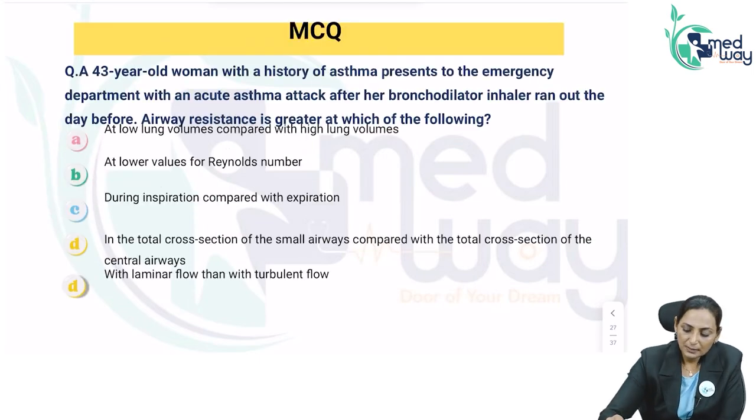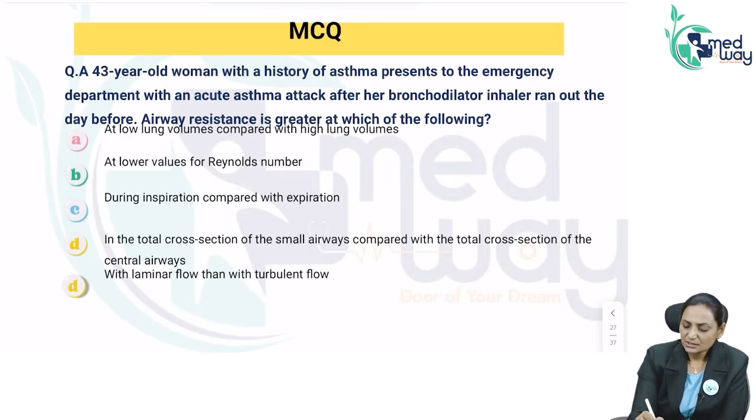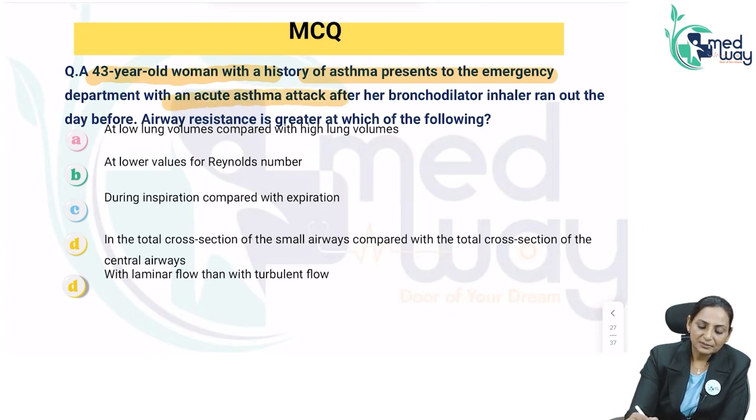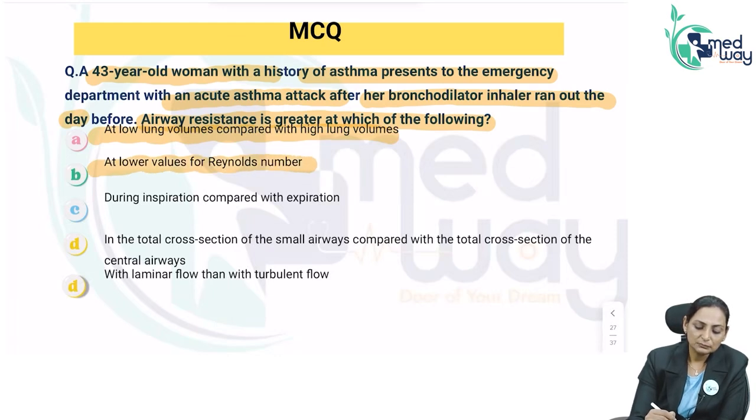Now, if you are given an MCQ, it is not printed properly, I'll just read it. A 43-year-old woman with history of asthma comes to an emergency department with an acute asthmatic attack after her bronchodilator inhaler ran out. Airway resistance is greatest when? At low lung volumes, at values lower than Reynolds number, during inspiration, with laminar blood flow, or in the total cross-sectional area of the smaller airways compared to that of the central airways.